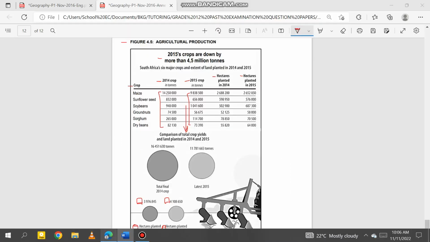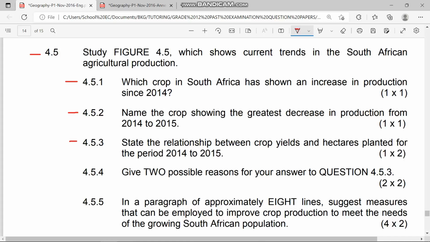Okay, let's jump to 4.5.4. It says give two possible reasons for your answer to question 4.5.3. Let's give two possible reasons for a decrease in crop yield from 2014 to 2015, even though we had an increase in the number of hectares.